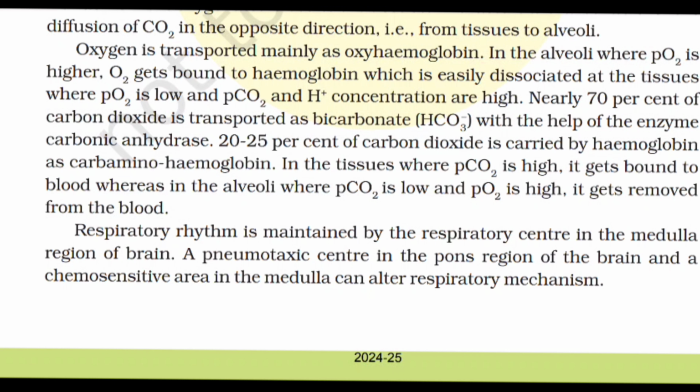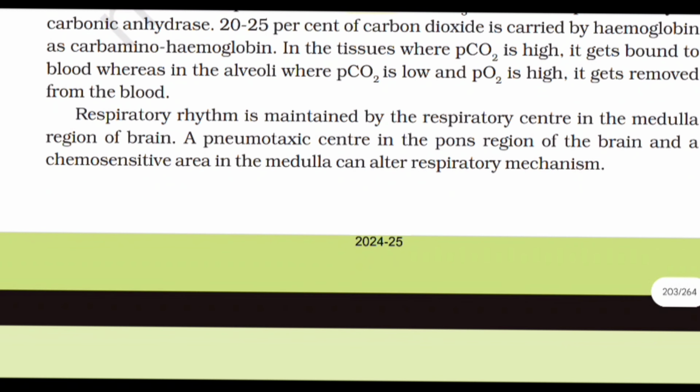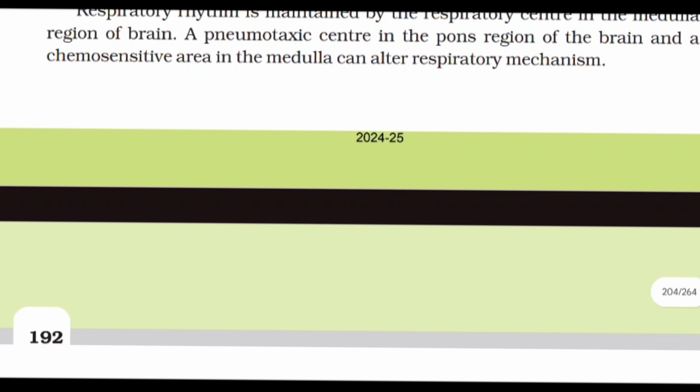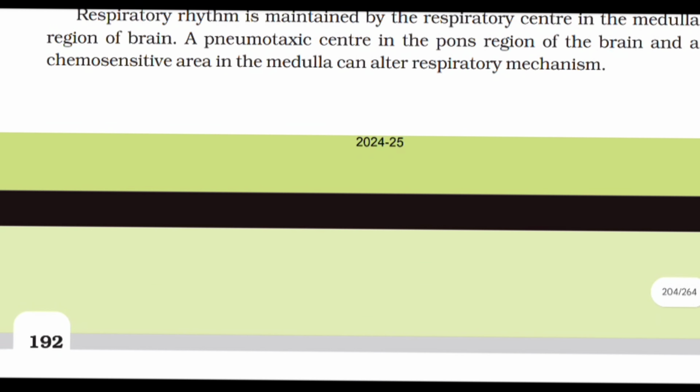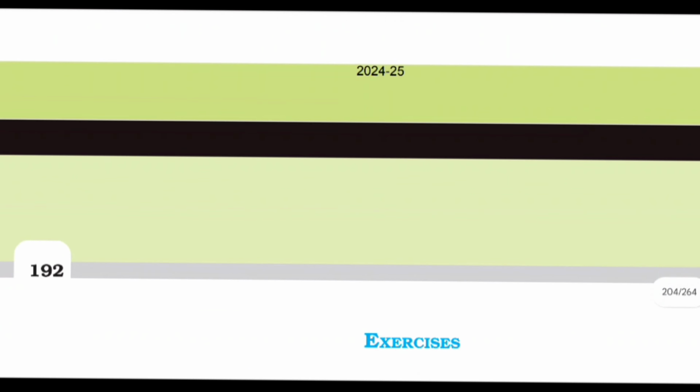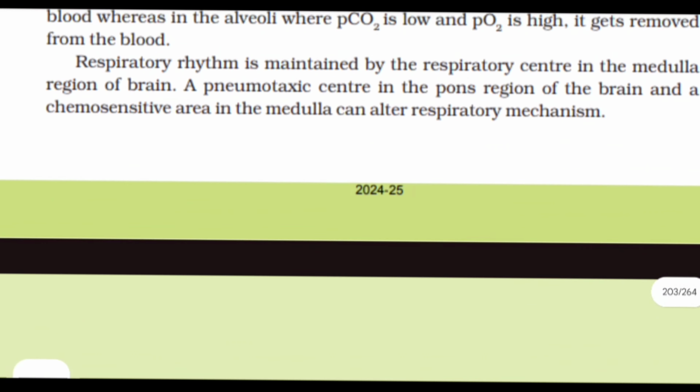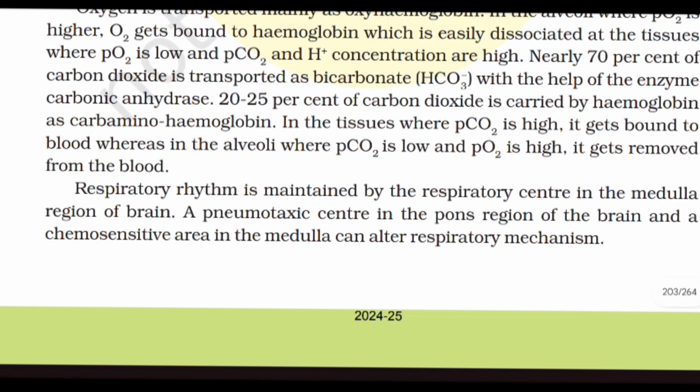from the blood. Respiratory rhythm is maintained by the respiratory center in the medulla region of the brain. A pneumotaxic center in the pons region of the brain and a chemosensitive area in the medulla can alter the respiratory mechanism. So, here we complete the chapter.